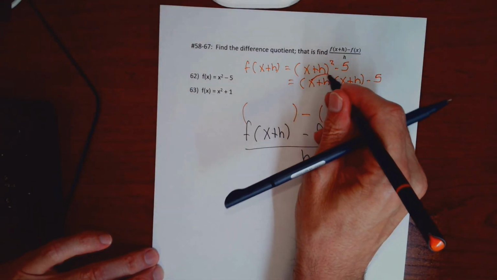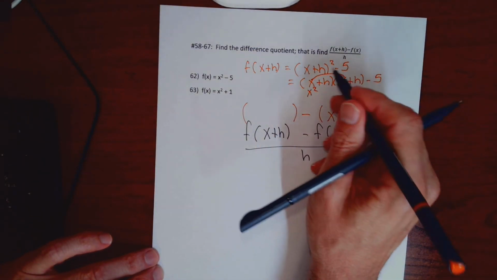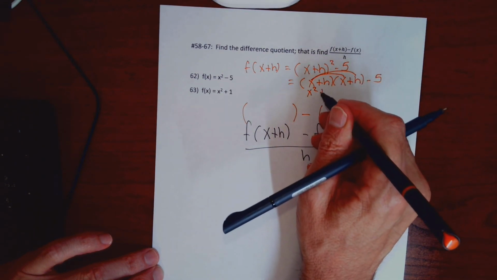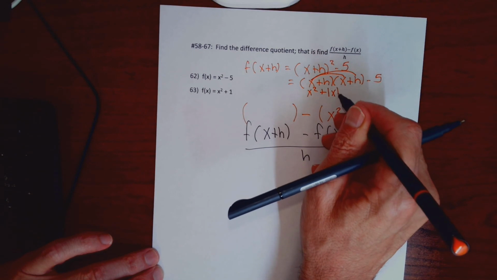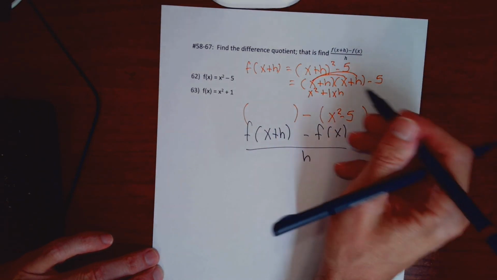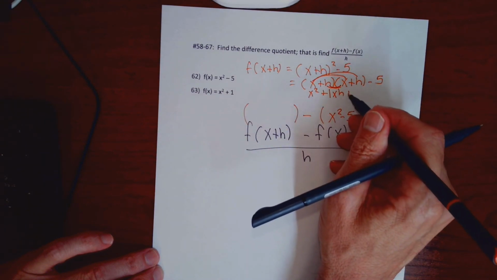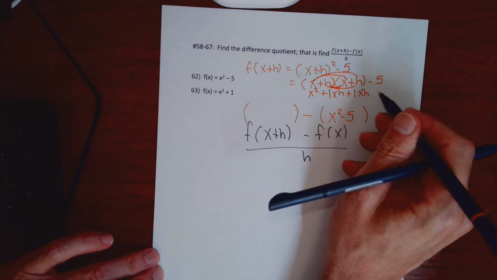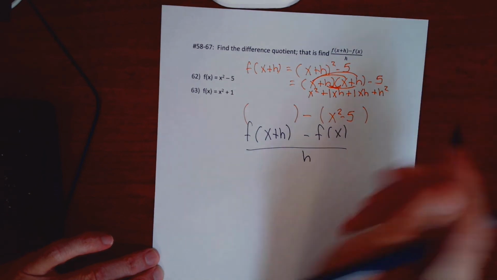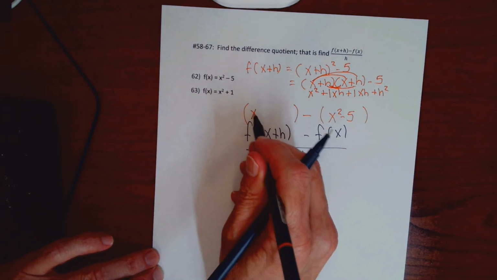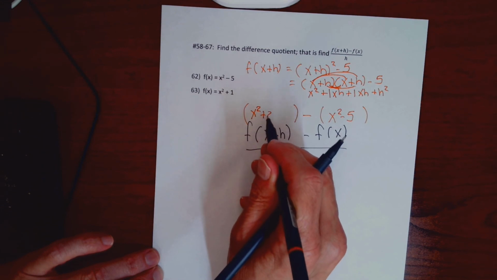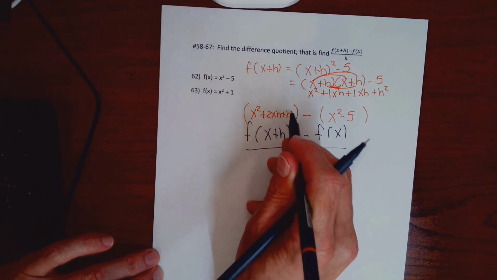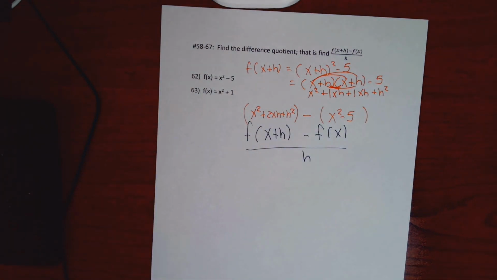And if I FOIL this, I'll go x times x is x squared. X times h is plus x times h. I'm going to sneak a coefficient of 1 for the outers instead of writing just x times h. The inners are h times x, which I'm going to write as xh. Again, multiplication is commutative, so I can flip the order. My lasts are h times h, which is plus h squared. So in place of the f of x plus h, I'm going to write x squared plus 2xh plus h squared. Now I'm set. I know what to replace f of x plus h with because of the algebra I did, and I know what to replace f of x with because that was given to me.